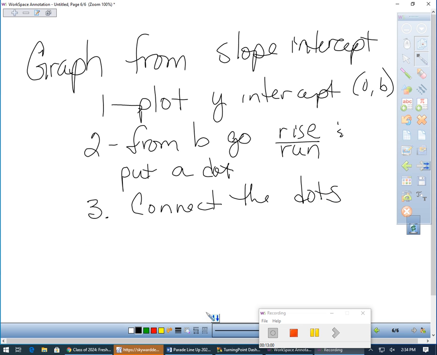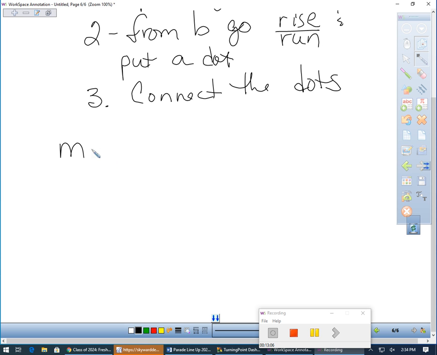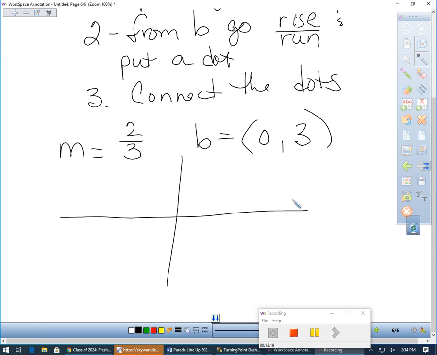So, if we have a slope of, let's say, 2/3, and a y-intercept of 0, 3, if I were to graph that, I start at my y-intercept. Good, and I put a dot. Correct. From here, we do rise, up 2, and run, 1, 2, 3, and put a dot. Then I just want you to connect your dots. And that's it. Okay?